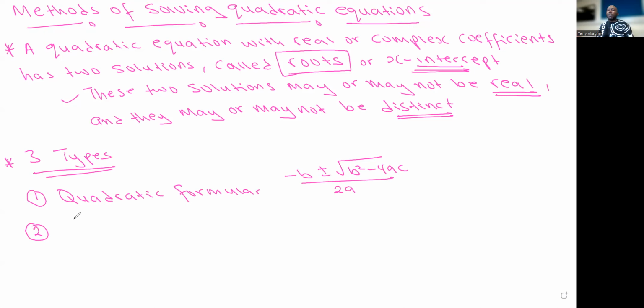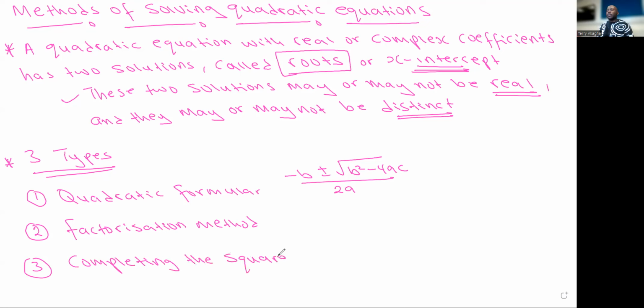Number two, I'm going to talk about the factorization method. We'll talk about how we use the difference of two squares, the common factor, when a is equal to 1, and when a is not equal to 1. And number three, I'm going to talk about the completing the square method. The completing the square method is always in the form a(x plus p) squared plus q. You see it in this format usually.